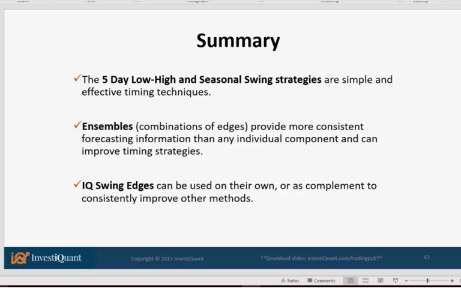And then one of the things that I think we showed was that ensembles, meaning groups of strategies, such as the IQ groups of strategies, have done a lot better than just looking at a singular strategy. So if you combine multiple strategies, that tends to be more predictive and you can get better results over time. And IQ swing edges can be used on their own. You can use them to complement other swing strategies, or you can use them to complement techniques like technical analysis.